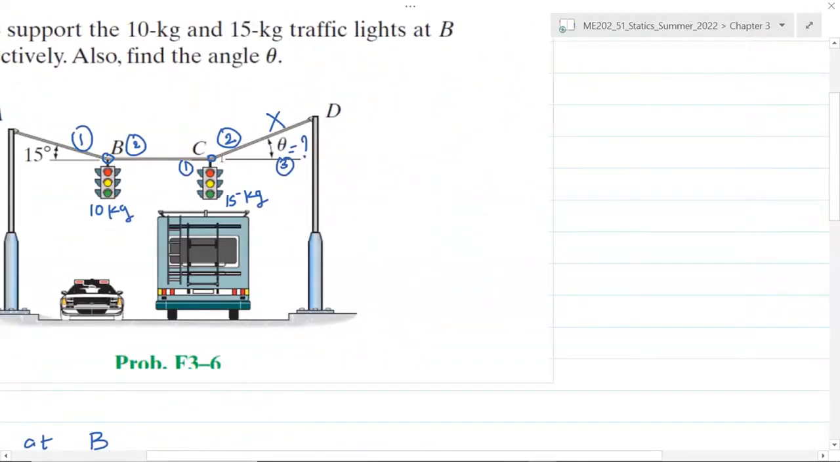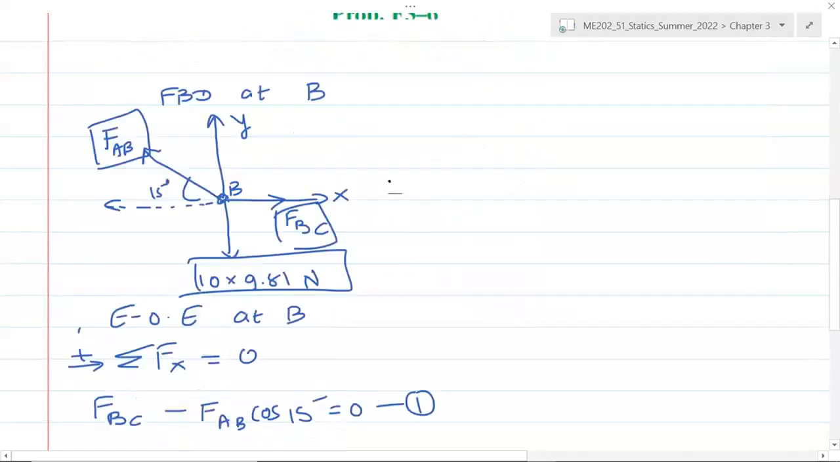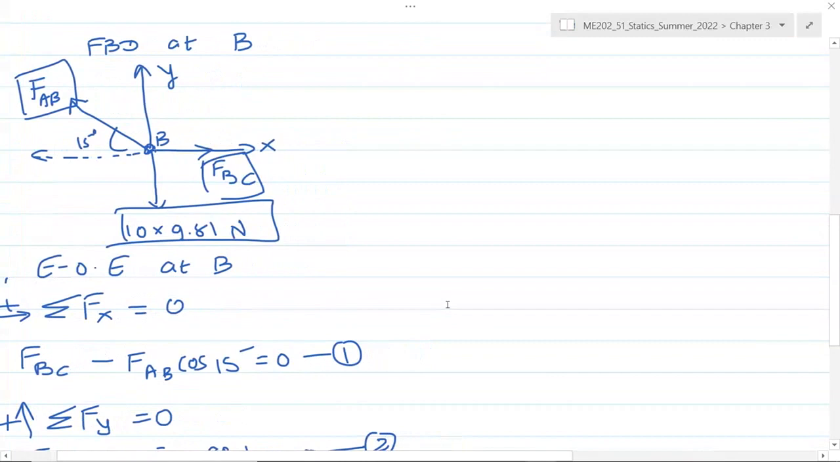Now it's time to draw free body diagram for C. However, for C, we already know the force in FBC acting at C. Now cable only supports the tension load, so at C it's the same tension load as this force, but we will draw the arrow in the opposite direction when we draw free body diagram for joint C. So for C, force in FBC is no longer unknown. We already know the value of that, which is 366.14 newtons. So let's draw free body diagram, FBD at C.